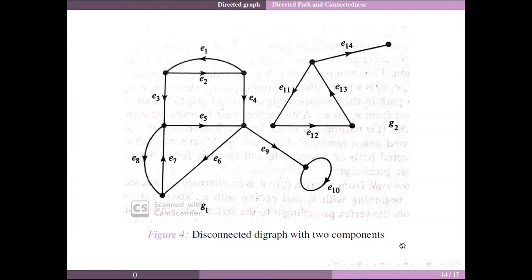If we consider this digraph, it is a disconnected digraph on two components. We can see that the edges E1, E2 form a strong component. So this is a fragment. Similarly, E8, E7 together form a strong component. Similarly, the edges E5, E6 and E7 form a strong component. Similarly, E11, E13, E12 form a strong component. Even E10 also forms a strong component.